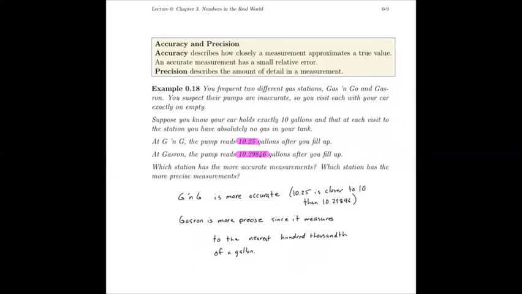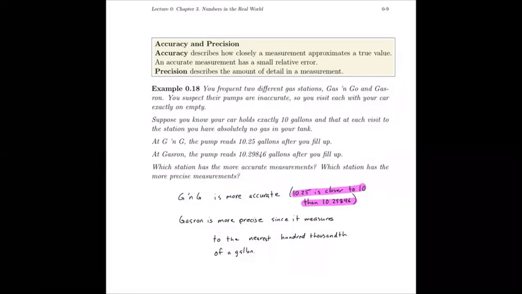Well, you can calculate the absolute error if you like and pick the one with the smaller absolute error. In the case that you get negative numbers, take the absolute value just to see which one is closer to the actual measurement of 10. Well, just by inspecting these, we see that 10.25 is closer to 10 than 10.29846. So we know that Gas and Go is the more accurate of the two pumps.